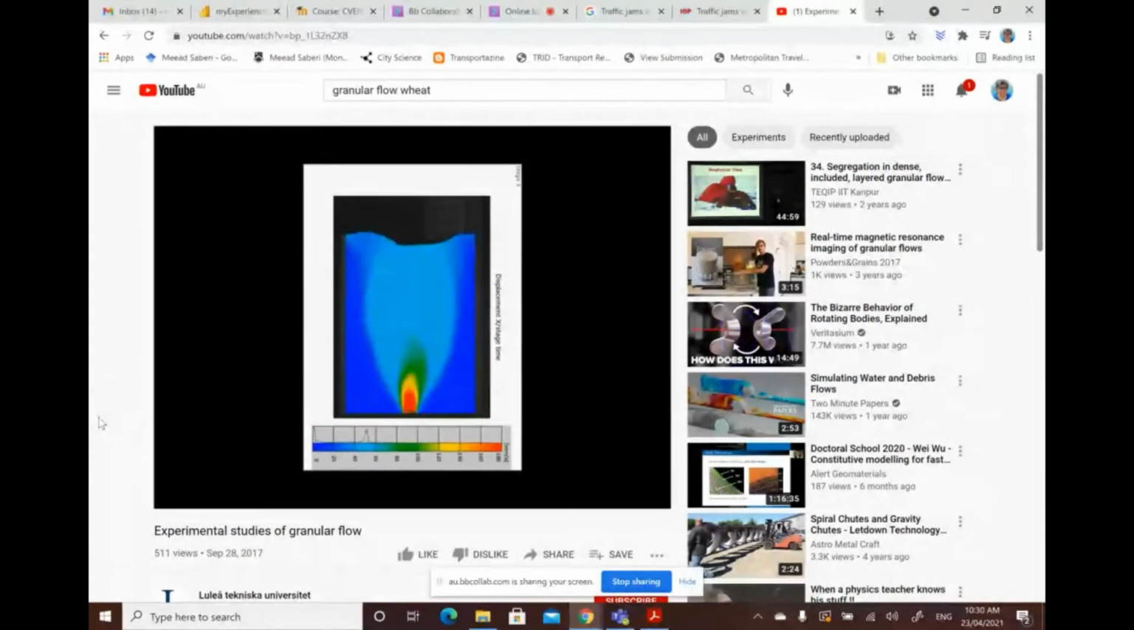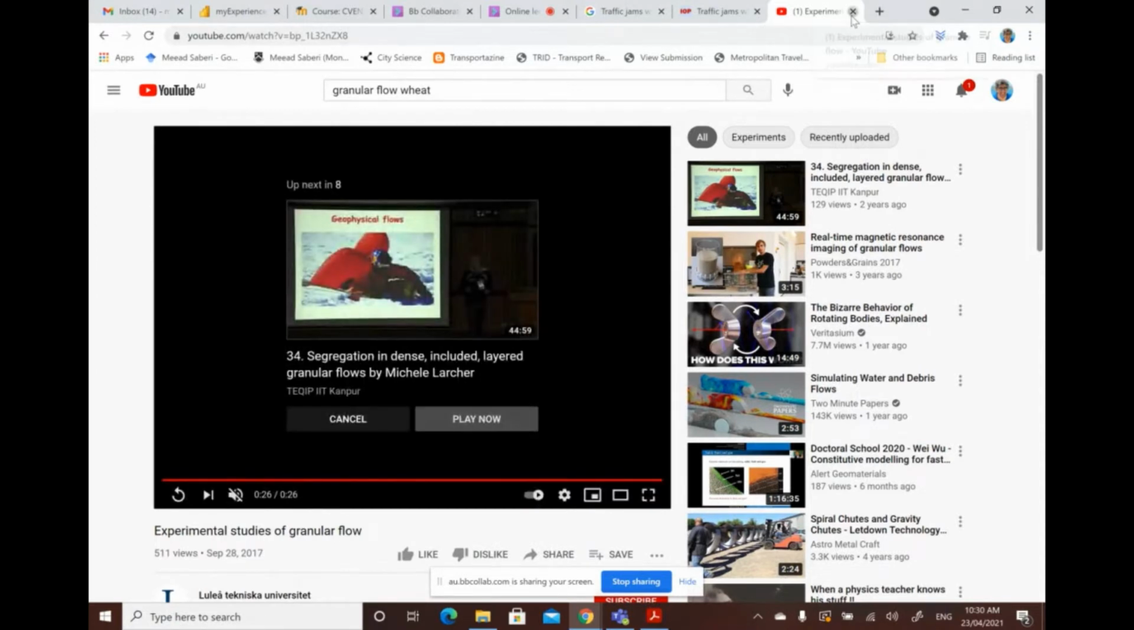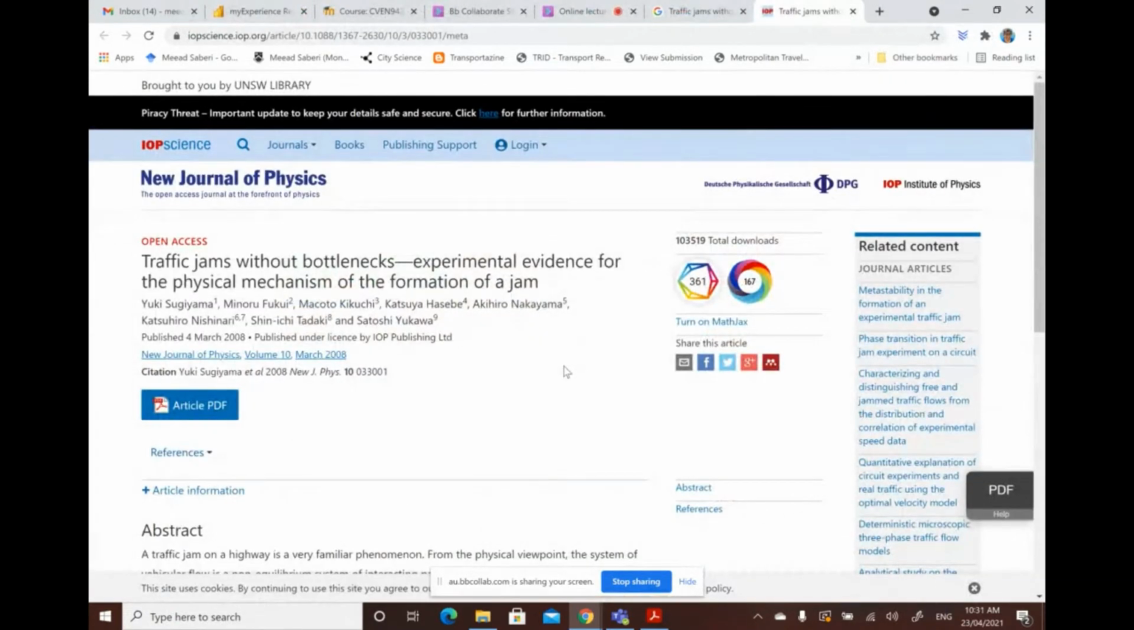So physicists use the same perspectives or fundamentals from general granular flow, and they try to study car traffic, because they could view car traffic as granular flow. But anyways, have a look at this paper. It's a very nice paper published in New Journal of Physics back in 2008. So you see, it's not super old. It's only maybe 10, 12 years old.